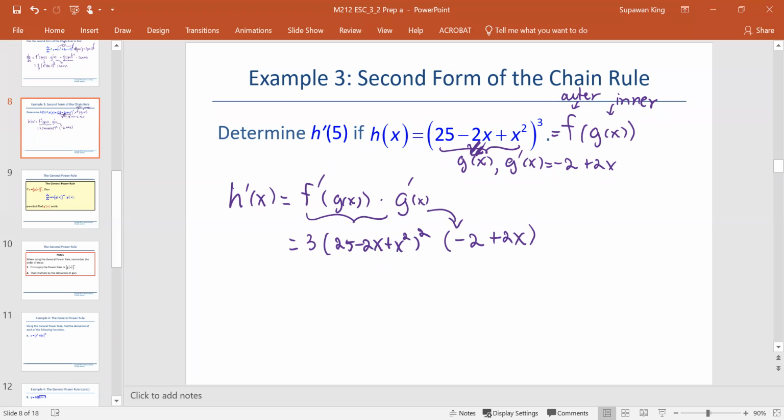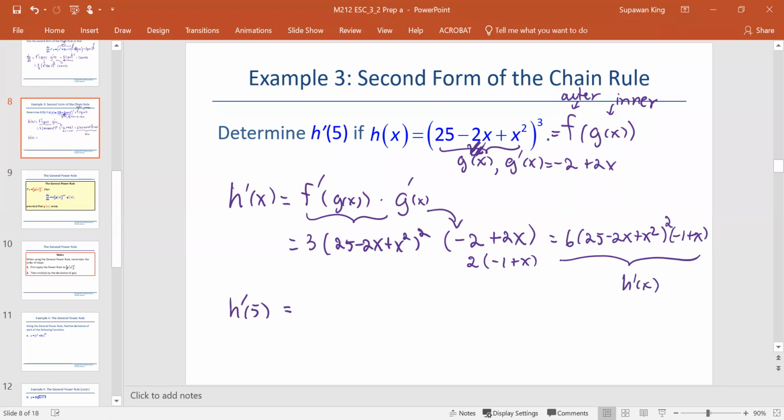You can simplify a little bit more by factoring 2 out from the g prime of x. You get 2 times negative 1 plus x. And then the derivative of the h would be 6 multiplied by 25 minus 2x plus x squared, all to the power 2, multiplied by negative 1 plus x. And next, we're going to find h prime at 5 by substituting the x by 5. From h prime equals 6 multiplied by 25 minus 2x plus x squared raised to the power 2 multiplied by negative 1 plus x.